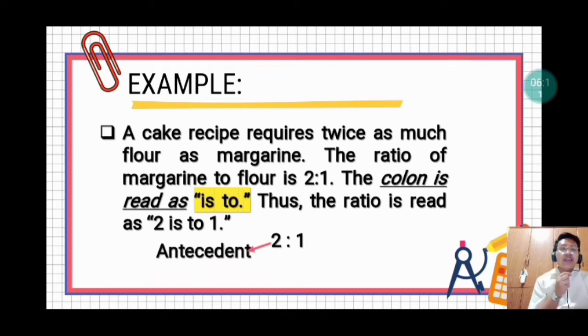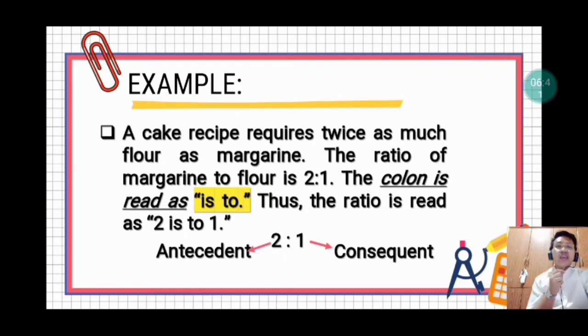Again, what do we call the first term in a ratio? Okay, it is the antecedent. While on the other hand, the second term is what we call the consequent. Again, what do we call the second term in the ratio? All right, very good. It is the consequent.